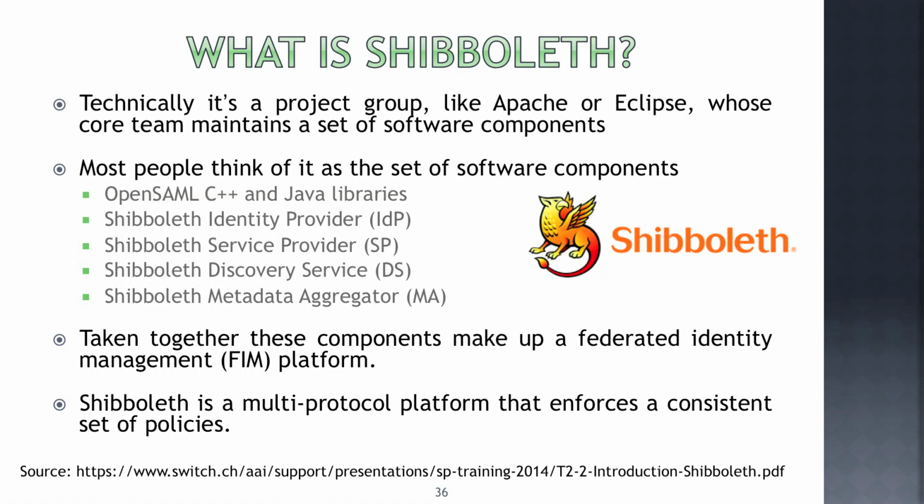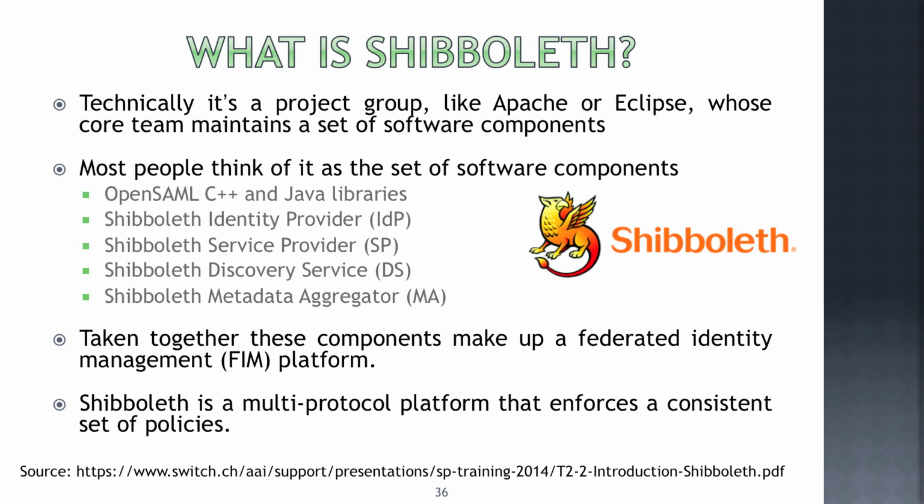Technically, it is a project group like Apache or Eclipse, whose core team members have software components. Most people think of it as a set of software components like OpenSAML, C++ and Java libraries. Then we have Shibboleth identity providers, which are known as IdP. Then we have Shibboleth service providers, known as SP. Then the Shibboleth discovery service, known as DS, and then Shibboleth metadata aggregators, known as MA.